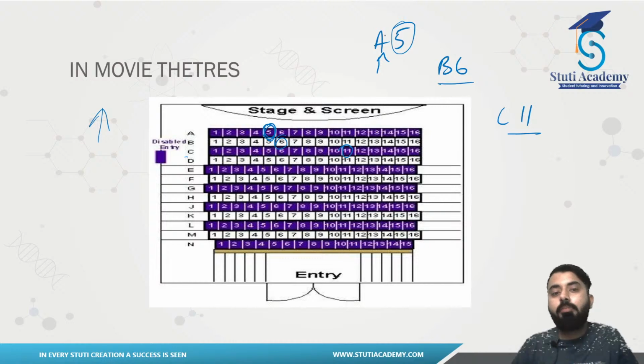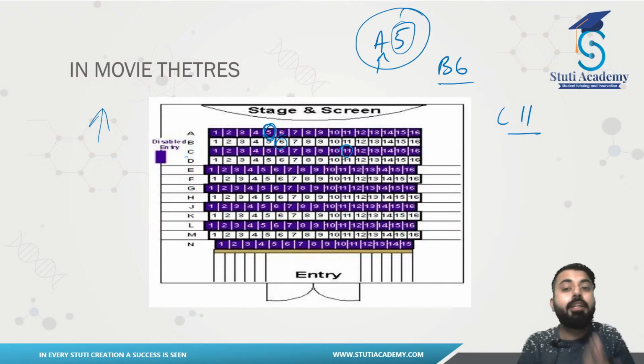So they have plotted each and everything like this. You can just understand this one, and you can find your seats easily. So this is the point right here. I hope you guys understand this, right? So it is used in the movie theaters also. It is used in your maps also. You guys remember 3D mapping, 3D models.